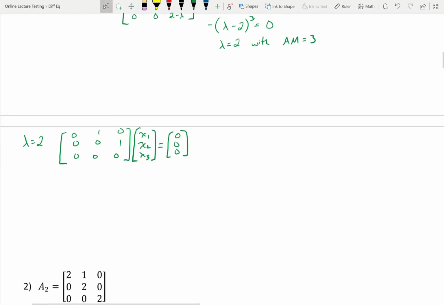So when I multiply this, notice what the relationship is: x2 has to equal 0 and x3 has to equal 0. Because when we multiply this, we get x2 equal to 0, x3 equal to 0, and x1 can be any value. Which means x, the eigenvector associated with this, is of this form: x1, 0, 0.